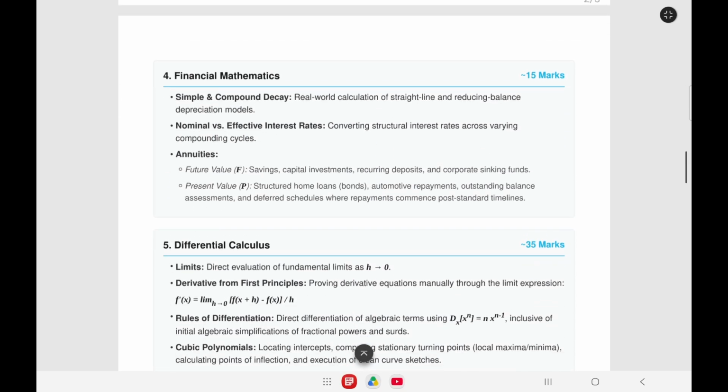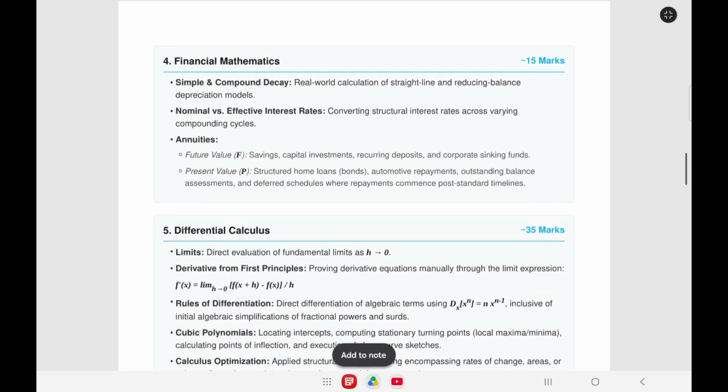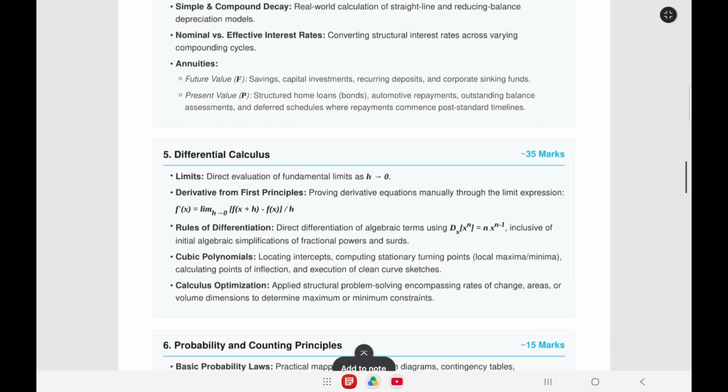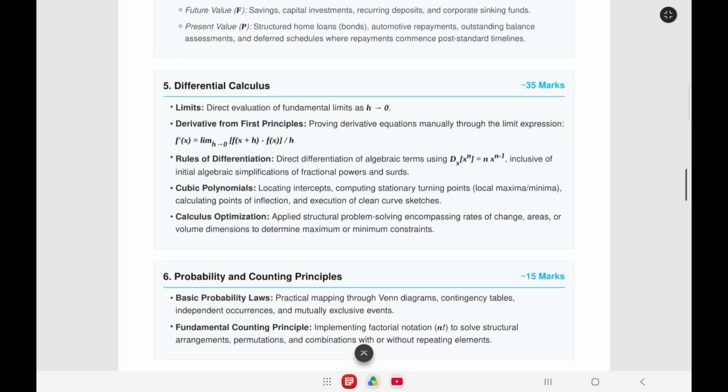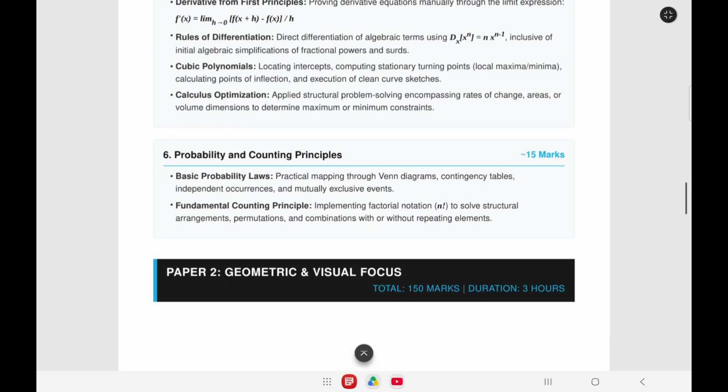We then have financial mathematics or finance. It's worth about 15 marks. We have differential calculus. It's worth about 35 marks. And we also have probability and counting principles. It's worth about 15 marks.